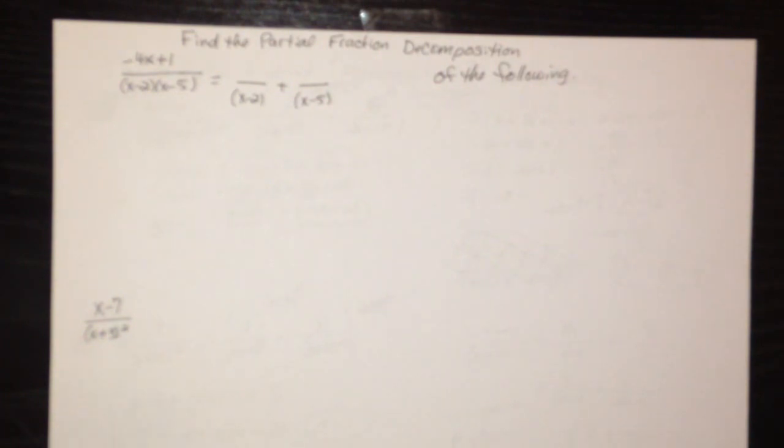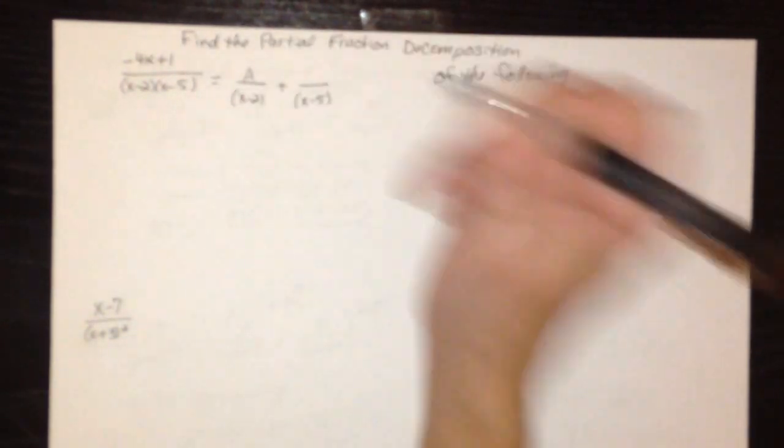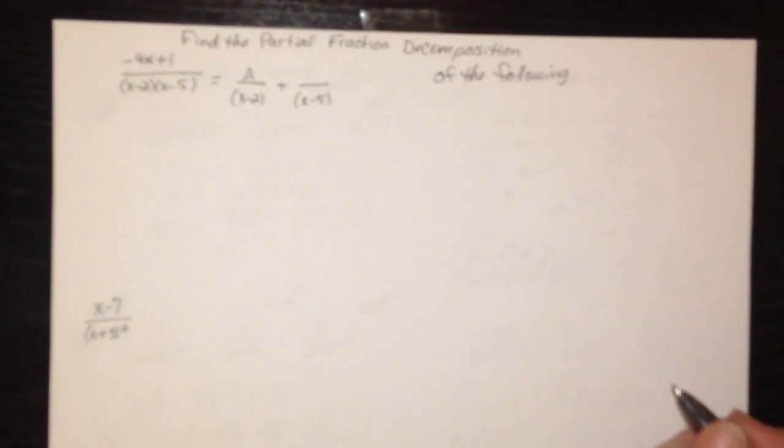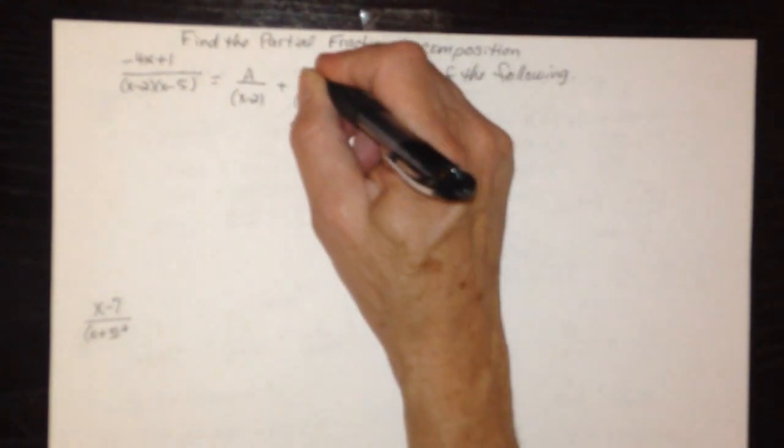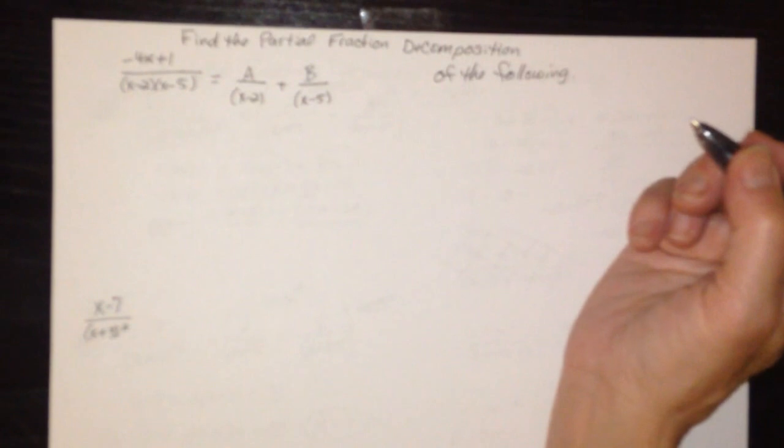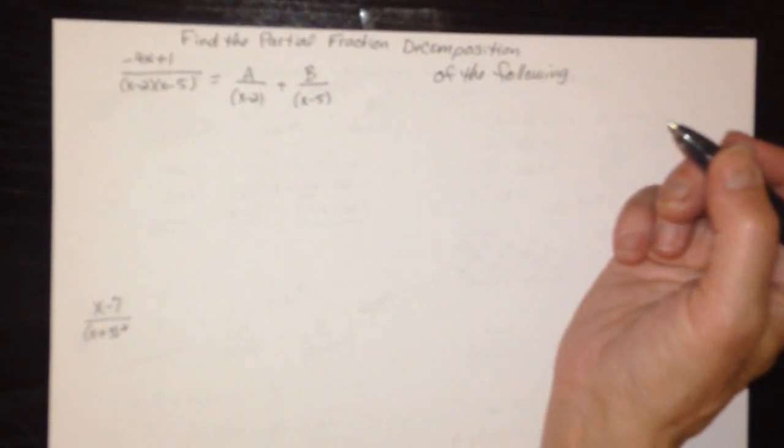So we have to make a decision about what goes in the numerator of this first fraction of x minus 2. The degree of the denominator is 1, leaving a constant in the numerator. In the second fraction, the degree of the denominator, x minus 5, is also 1, so we get another constant in the numerator. Now we need to solve this equation for a and b.